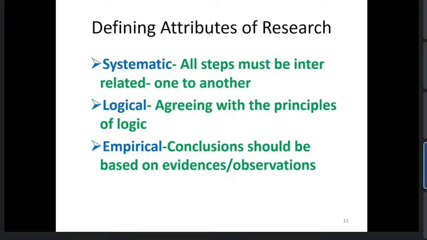There are some attributes that are associated with research. Research will be very systematic. All steps should be interrelated one to another. We must agree with some logic, and conclusions may be drawn based on the empirical evidences. Okay, move to the next slide, Valeria.